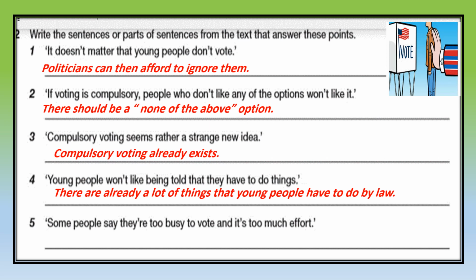Number 5. Some people say they're too busy to vote and it's too much effort. بعض الناس يقولون أنهم مشغولون جدا وأن التصويت يحتاج إلى جهد كبير. Technology can be used to make voting easier. التكنولوجيا ممكن أن تستخدم لتجعل التصويت أسهل. So there is no problem. ليس هنالك أي مشكلة by technology.